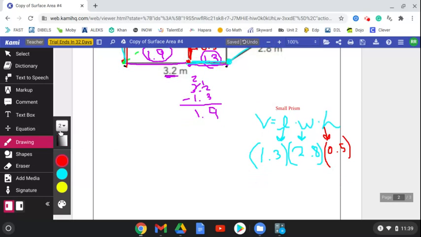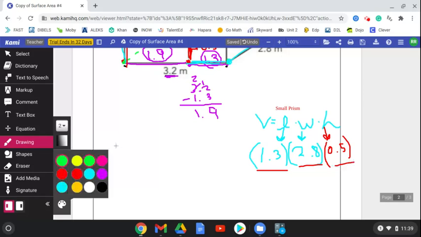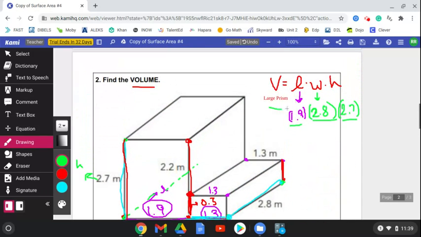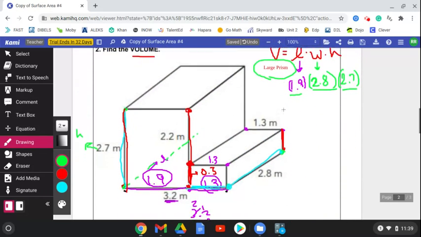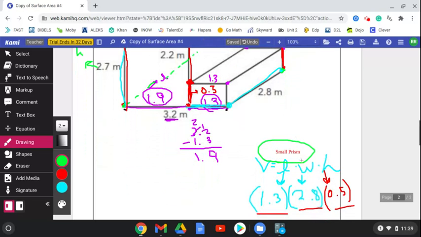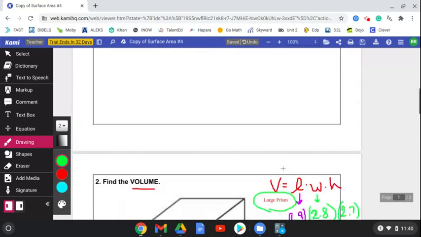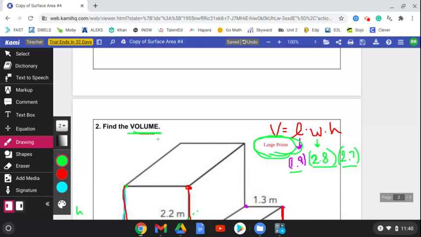All right, so multiply these three decimals together, 1.3 times 2.8 times 0.5, and that would get you the area of the small prism. Once you have the area of the small prism, add it to the area of the large, or not the area, the volume of the large prism. Did I say area here? I meant volume. Find the volume of the small prism, add it to the volume of the large prism, and that would give you the volume of the entire prism.